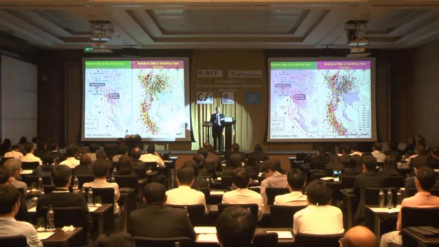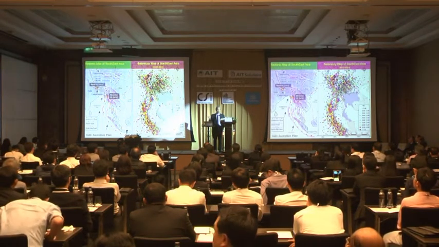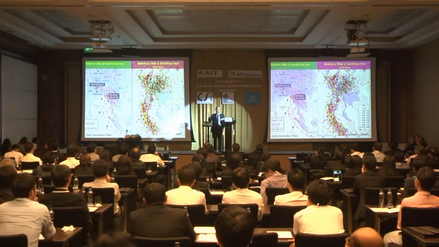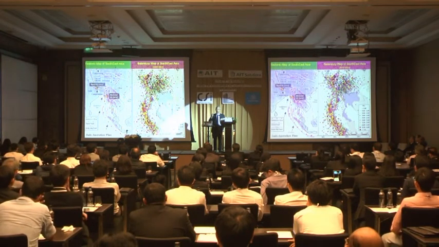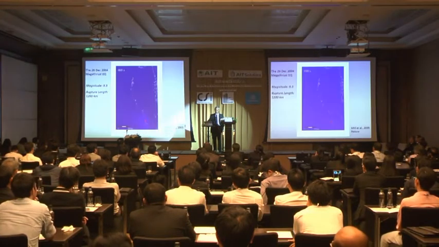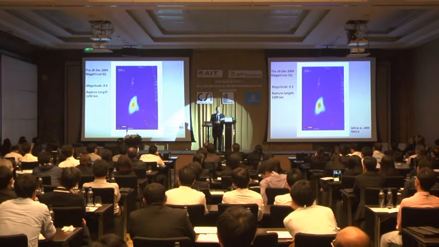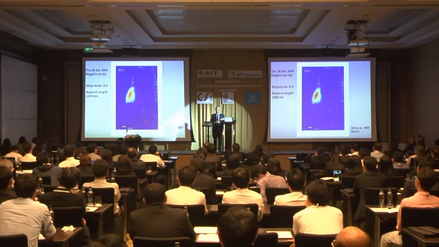These are two earthquakes, a recent earthquake, Nepal earthquake, and Myanmar earthquake. These two major earthquakes also happened close to or at the boundary between the two plates. Okay. And if you look back to about 12 years ago, we had a very large earthquake happen in this region.